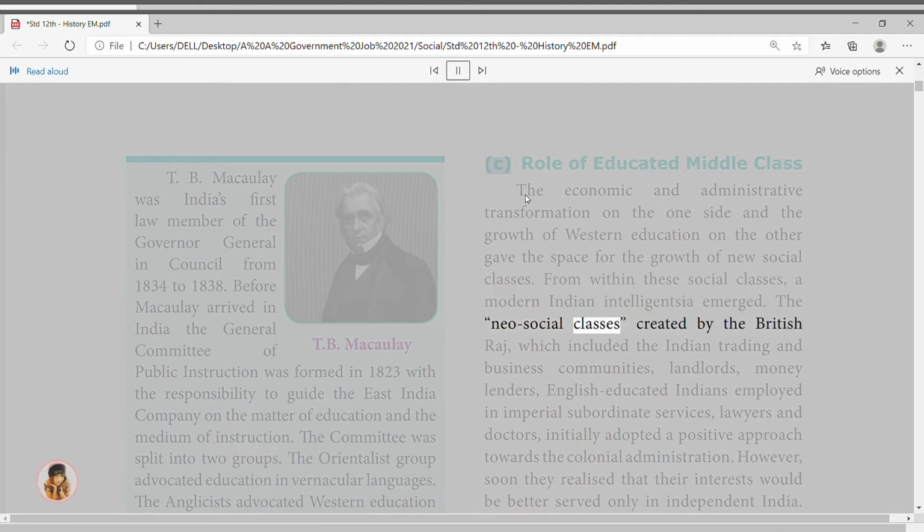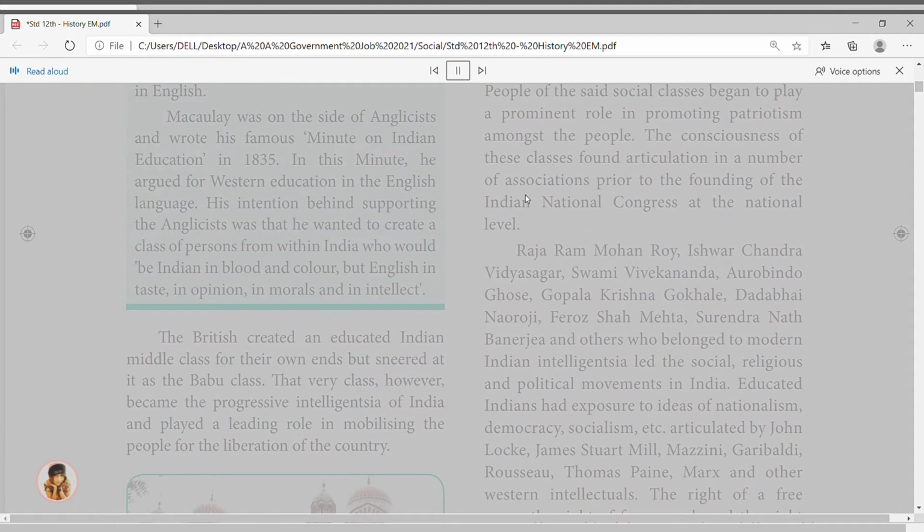The neo-social classes created by the British Raj, which included the Indian trading and business communities, landlords, money-lenders, English-educated Indians employed in imperial subordinate services, lawyers and doctors, initially adopted a positive approach towards the colonial administration. However, soon they realized that their interests would be better served only in independent India. People of the said social classes began to play a prominent role in promoting patriotism amongst the people.